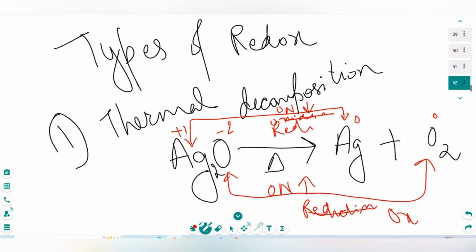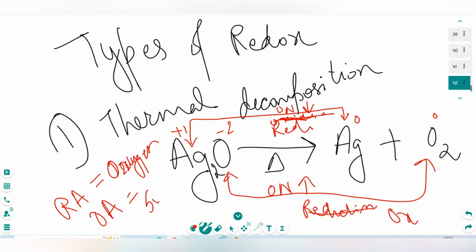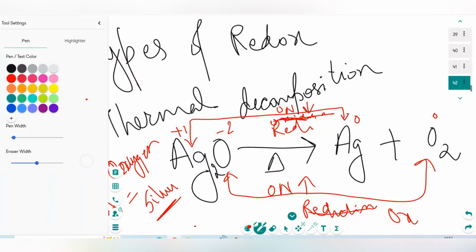So what is the reducing agent over here? Who is the oxidizing agent? I just know them as the opposites of the reduction and oxidation. So the reducing agent is oxygen. Superb. Oxygen is your reducing agent and the oxidizing agent is silver. Understood this problem? Easy?